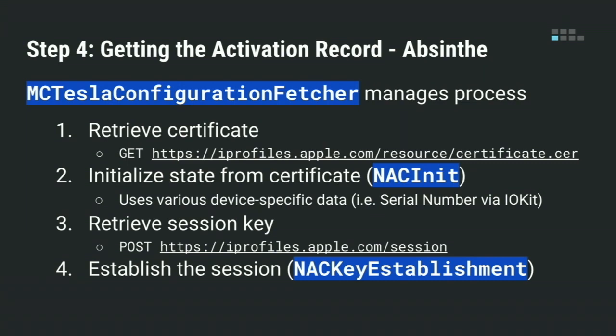So first, it retrieves a certificate. Next, it uses that certificate to initialize the internal state of Absinthe. This is through a function called NAC init. This, interestingly, also uses various device-specific pieces of data. Things like the serial number, which it retrieves via IOKit, but also MAC address and others. Now, with that data, once the initialization is complete, it posts that raw data back to Apple via the session endpoint. We're not exactly sure what this does, but it appears that an extra handshake is necessary to ensure the device is who it says it is. And finally, with the result of that, it calls NAC key establishment, which completes the initialization for the encryption.